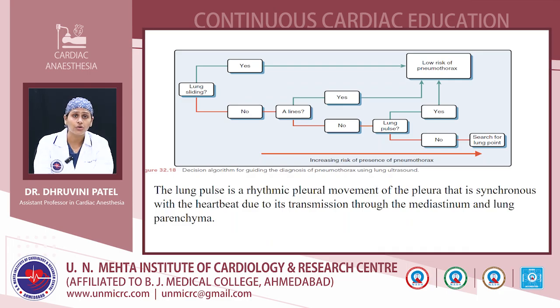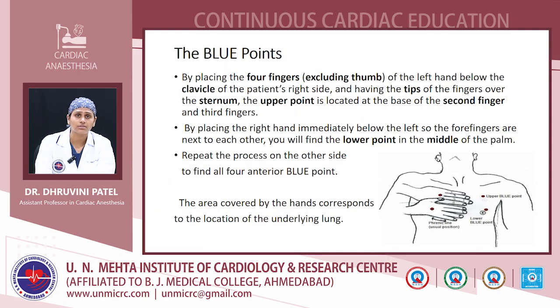This diagram shows the algorithm for diagnosis of pneumothorax using lung ultrasound. If lung sliding is absent, then look for A lines. If A lines are absent, then look for the lung pulse. Lung pulse is a rhythmic movement of the pleura that is synchronized with the heartbeat due to its transmission through the mediastinum and lung parenchyma. If the lung pulse is absent, then search for the lung point.